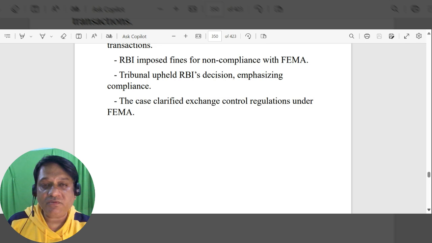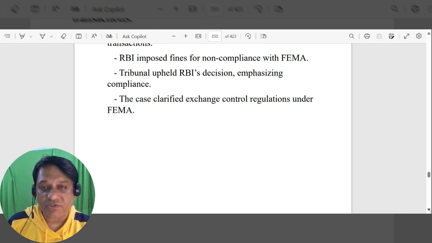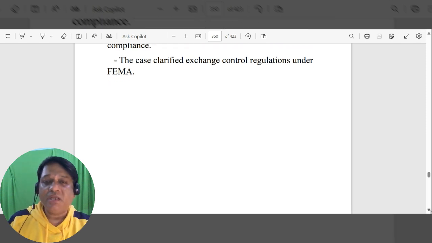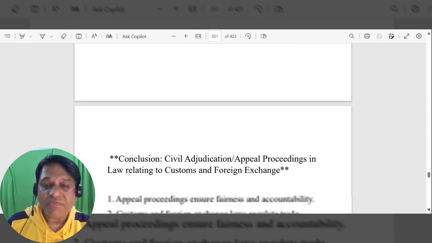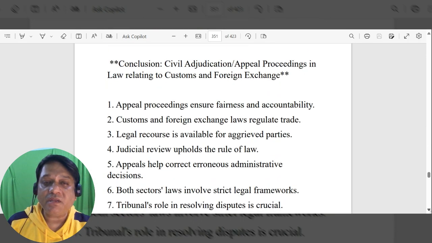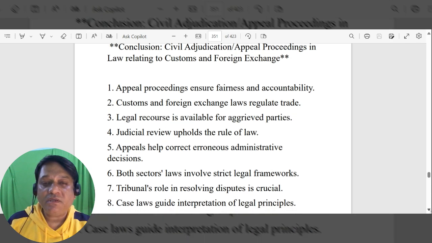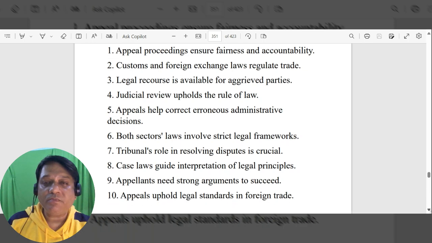RBI imposed fines for non-compliance with FEMA. Tribunal upheld RBI's decision emphasizing compliance. The case clarified exchange control regulations under FEMA. Conclusion: civil adjudication appeal proceedings ensure fairness and accountability.